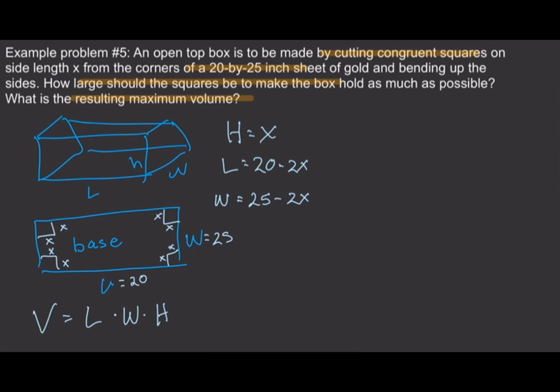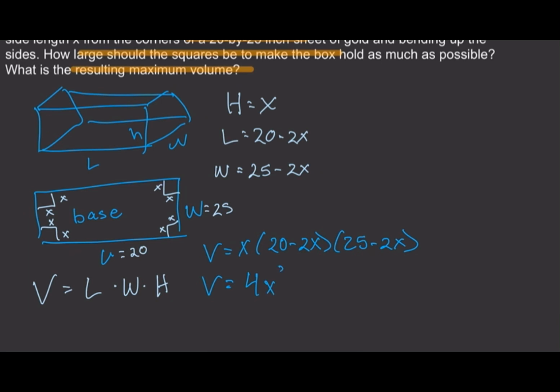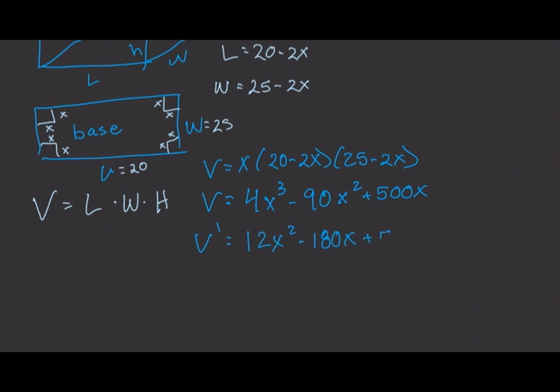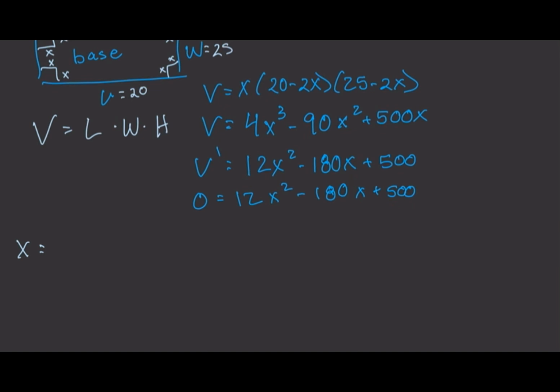Now we have values for height, width, and length. We can now plug these values into the volume equation, which should be volume equals x times (25 minus 2x) times (20 minus 2x). Let's simplify it to make 4x cubed minus 90x squared plus 500x. Now we take the derivative and set it equal to 0. We can use the quadratic formula to solve for the value of x.